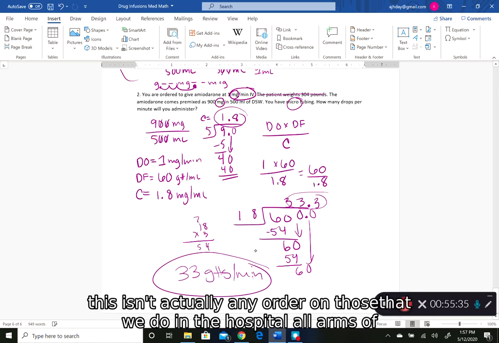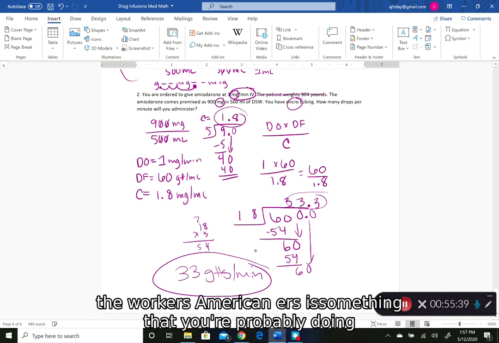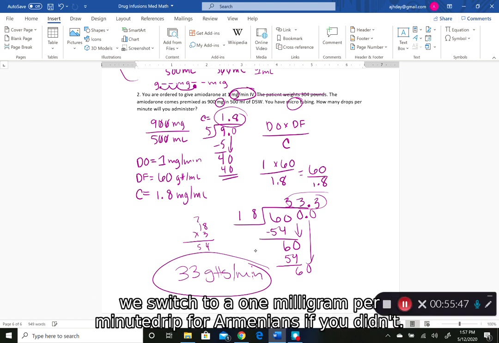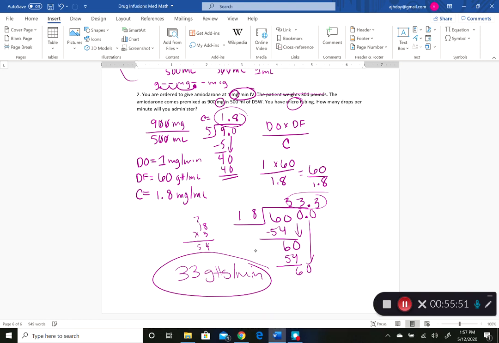And this is an actual amiodarone dose that we do in the hospital. So if you work as a medic in the ER, this is something that you'll probably be doing, because we can give our 150 over 10 minutes, and after that we switch to a 1 milligram per minute drip for our maintenance infusions.